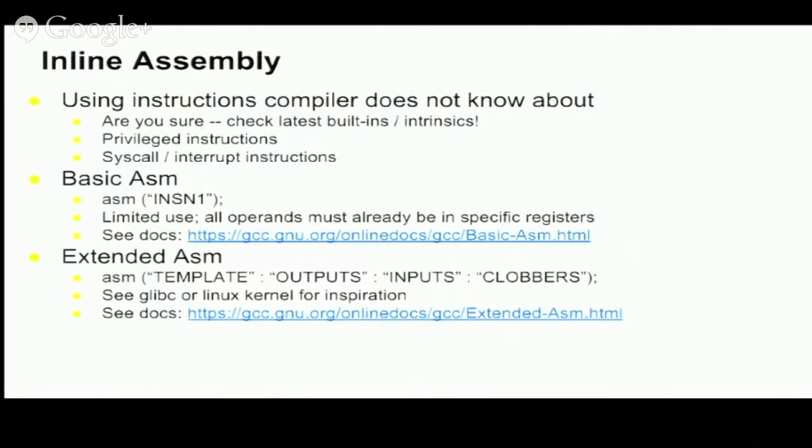Extended assembly has four parts: template, outputs, inputs, and clobbers. The template is the actual assembly you're writing. It has special syntax for denoting arguments, inputs, and outputs. It can span multiple instructions. glibc has pages of inline assembly code, so it does not have to be short. It can be as long as you want it to be.